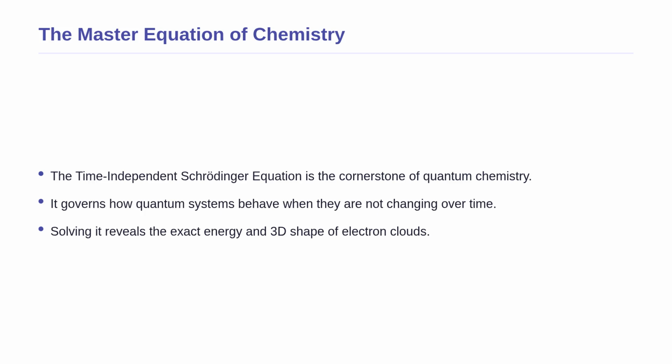Now that we understand electrons form probability clouds, how do we find their exact shape and energy? We use the time-independent Schrödinger equation. This is the absolute cornerstone of quantum chemistry. It acts as a master formula that governs how quantum systems behave when they are stable and not changing over time. By solving this mathematical puzzle for the hydrogen atom, which has just one proton and one electron, we can discover the exact three-dimensional shapes of its electron clouds.